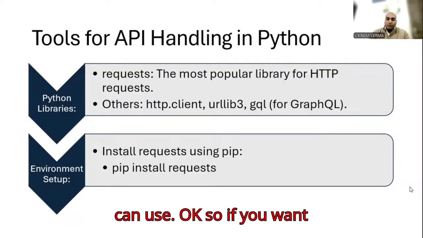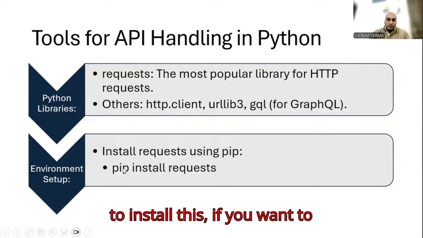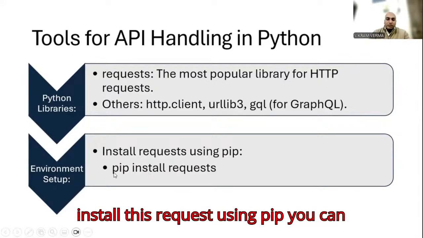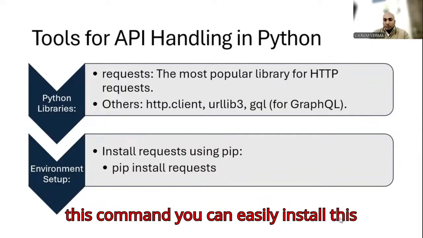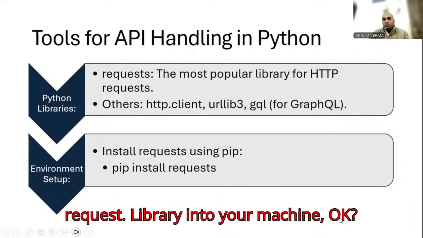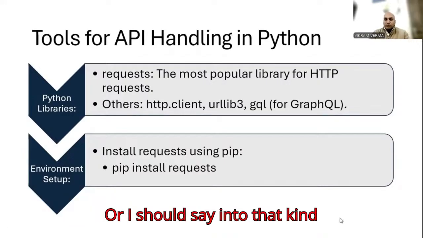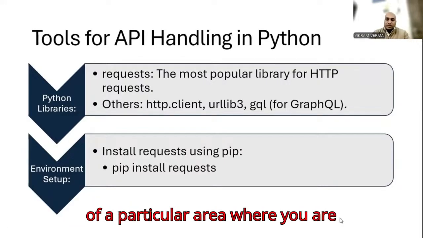Okay, so if you want to install requests using pip, you can use the pip install requests command. Using this command, you can easily install this requests library on your machine, or I should say in that particular environment where you are working.